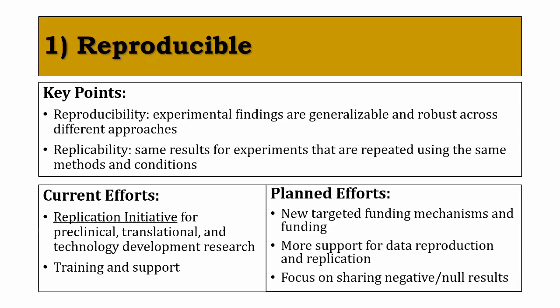Whereas now looking for the future, the planned efforts, they're looking at new strategies for reproducible and replicable biomedical approaches. So they're looking at new funding mechanisms, new funding opportunities across the research enterprise to deal with this issue of reproducibility. They're also going to have more support for data reproduction and replication, and really focus on sharing negative or null results, because those are important too, and we'll see that later on as well.